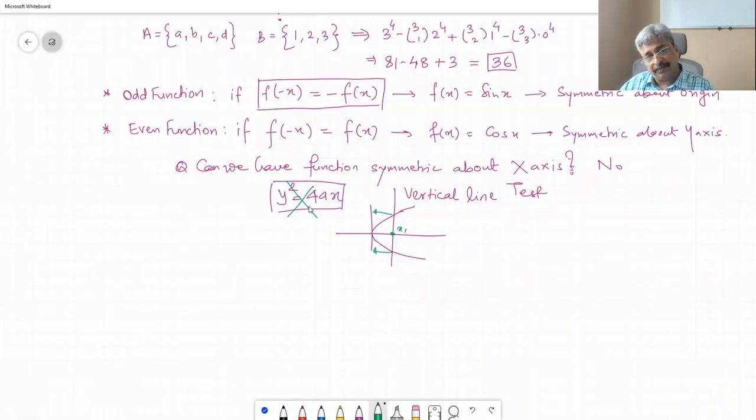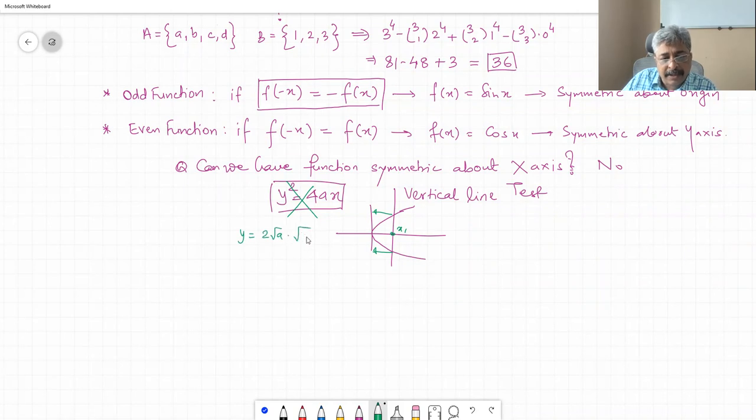Now, if you are really interested in this function, then you can write it like this. y is equal to 2 root a into root x as the upper part of the curve. Then it is a function, yes. Or maybe another function, y is equal to opposite of 2 root a root x, then it is the lower part of the curve. So you need to trim those arms and then you can convert it into a function.